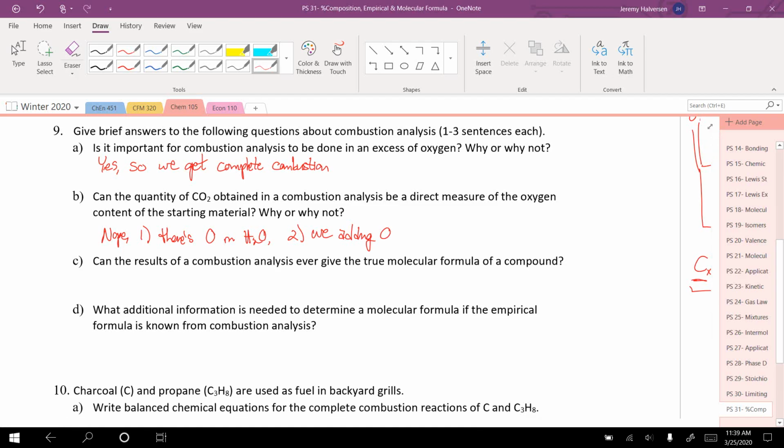Can the results of combustion analysis ever give the true molecular formula of a compound? Sure. If the empirical formula equals the molecular formula.